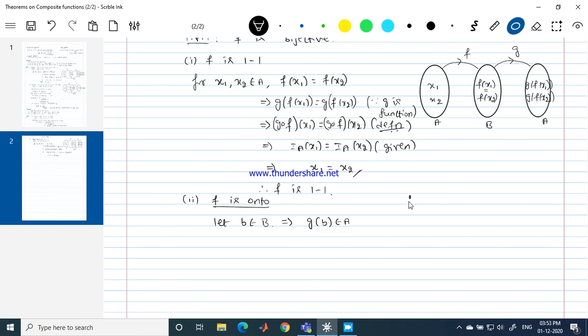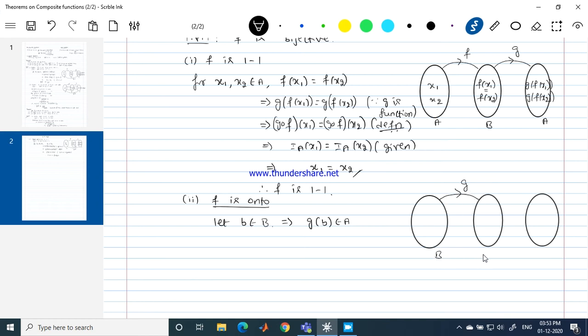Let me put it like this. I'm just writing the function g first. Let me assume g is a function from set B to set A. Since I've taken b as an element from set B, the image of b, g of b, is present in set A.